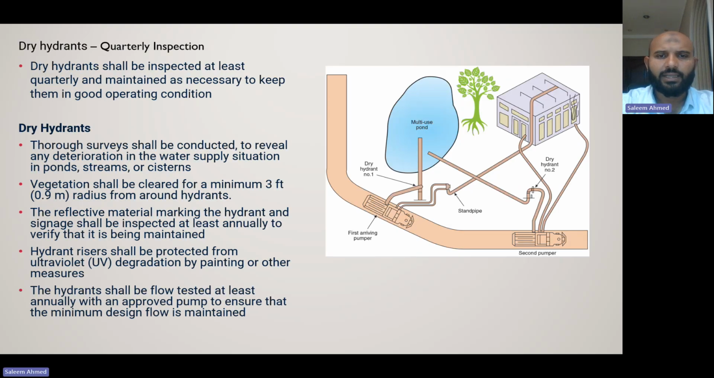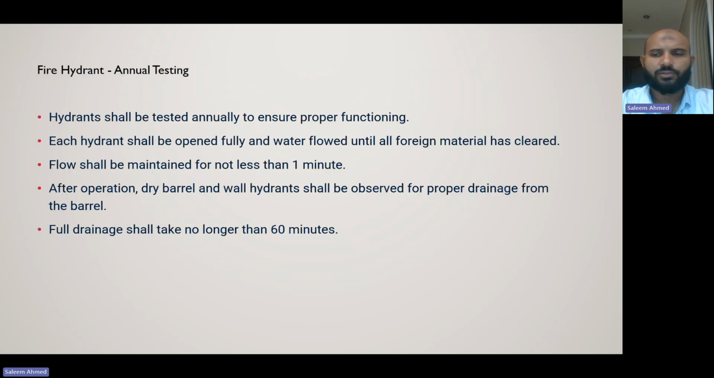And dry hydrant, what we have to check during the quarterly inspection: it has to be checked to reveal any deterioration in the water supply situation in the pond, streams, and similar sources. And is there any vegetation in and around the hydrants? So we have to have a clearance of 3 feet radius around the hydrants. And the reflective marking of the hydrant shall be checked at least once a year. And the painting and all, it has to be checked at least once a year. The hydrant shall be flow tested at least annually with the approved pump to ensure the minimum design flow is maintained.